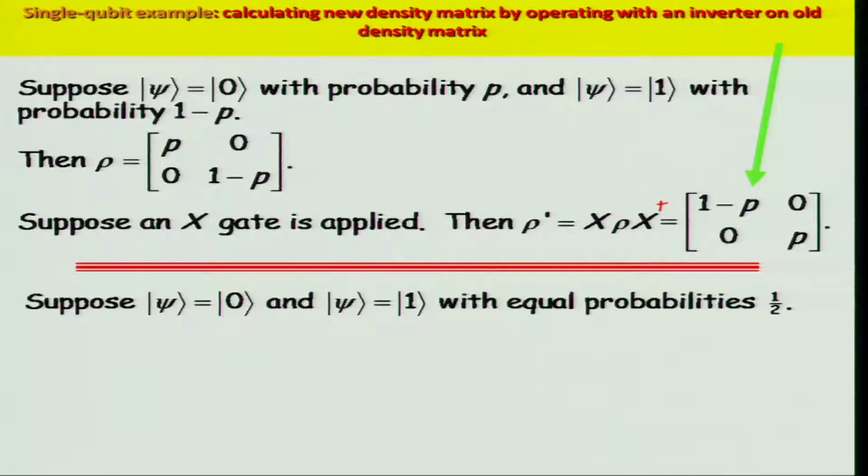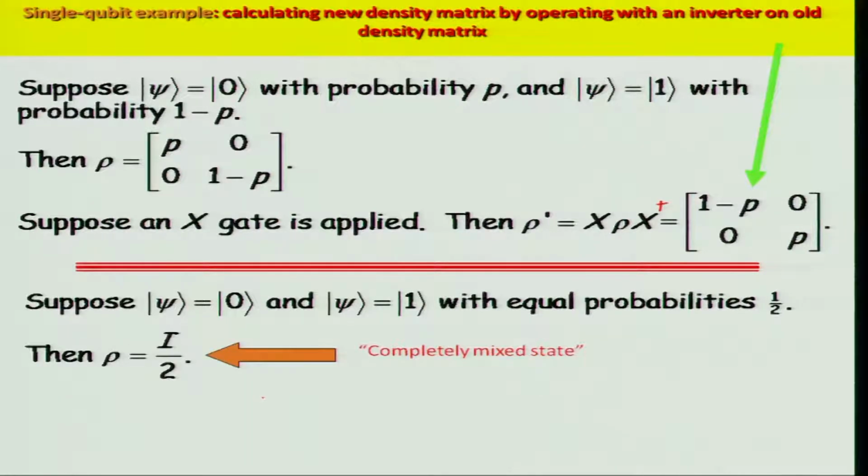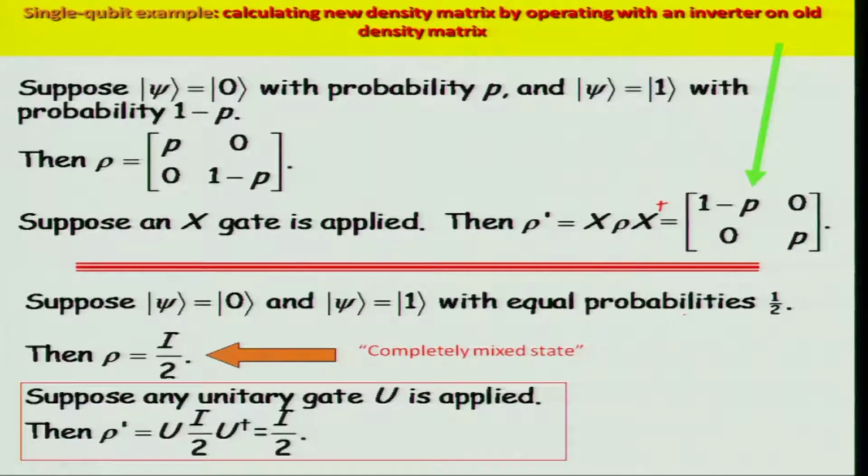Now, if the wave function is 0 and 1 with equal probabilities, then rho is equal to I over 2, which is a completely mixed state, and if any unitary gate U is applied, then rho prime will again give rise to the I over 2 values.